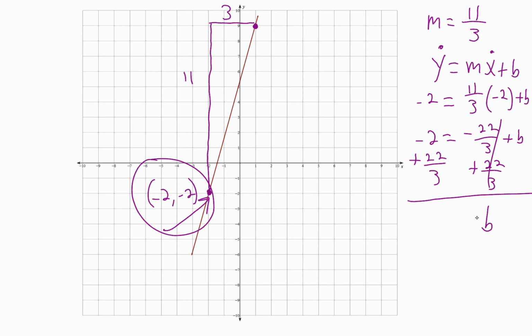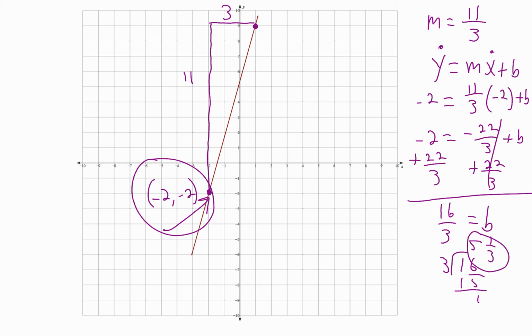Those cancel, bring down b. -2 + 22/3. Well, -2 would convert to -6/3. And -6 + 22 is 16, giving me 16/3. So that's where the y-intercept is. But you're like, well, 16/3, what's that? Here's where it helps to put it as a mixed fraction. Do a top dog in the house, and pretty quickly get 5 1/3.